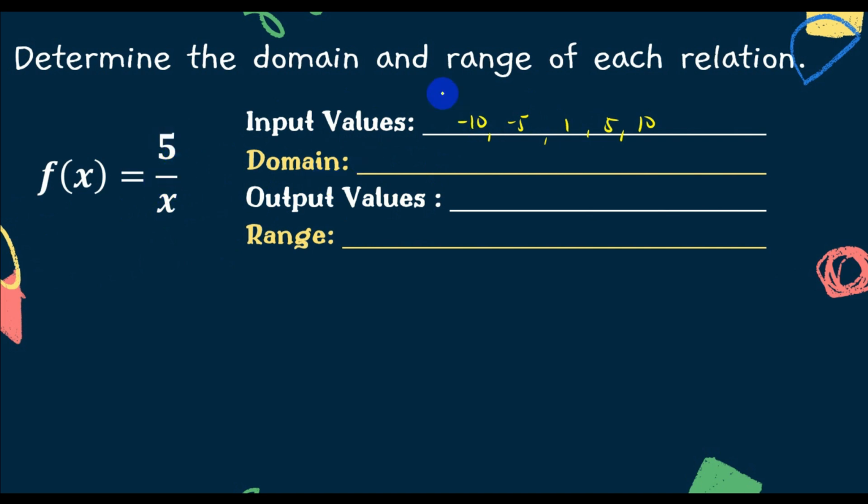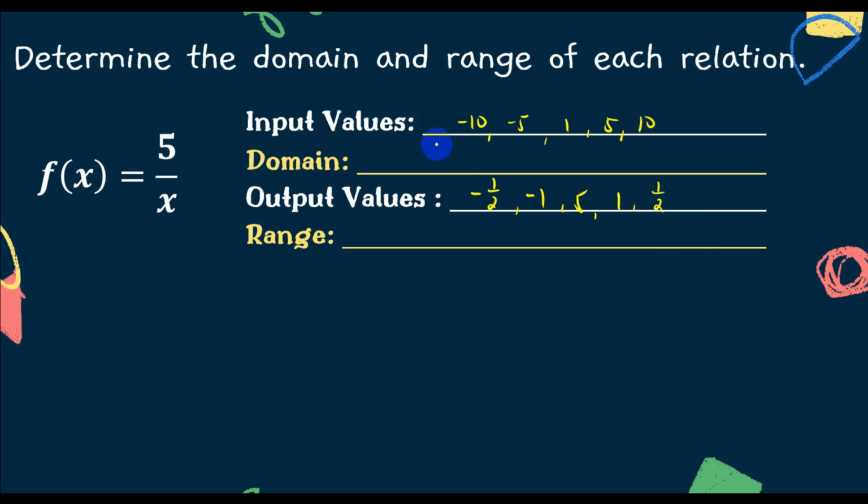5 all over negative 10, that will be negative 1 half, because 5 over 10 can be simplified as 1 half. Next, 5 all over negative 5, that will be negative 1, because 5 divided by negative 5 is negative 1. Next, 5 divided by 1, that is 5. And then 5 divided by 5 is 1. And then again, 5 all over 10. So that is 1 half, but now it is positive.